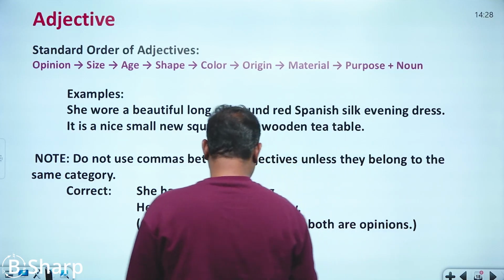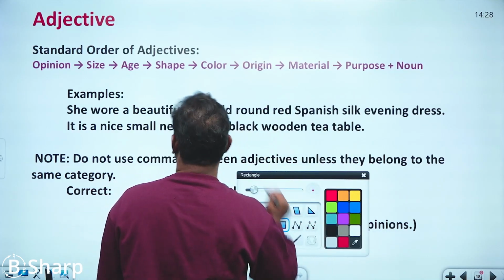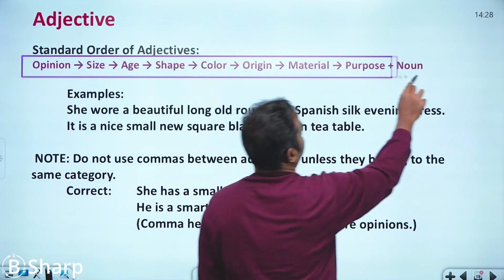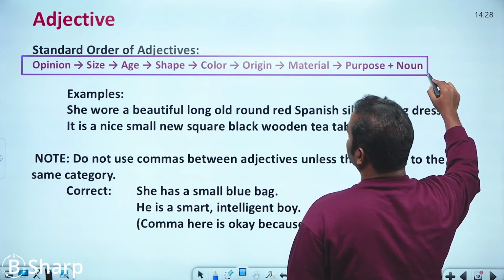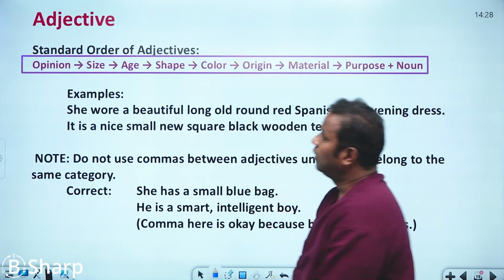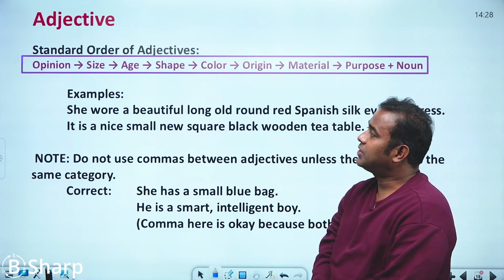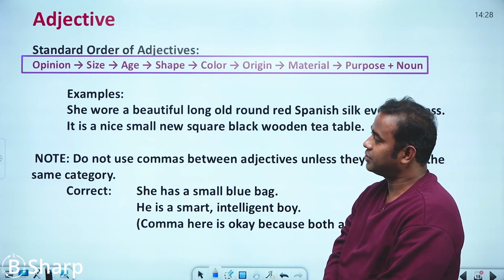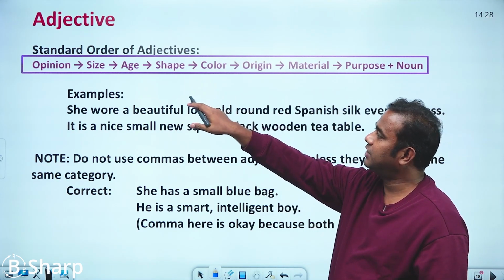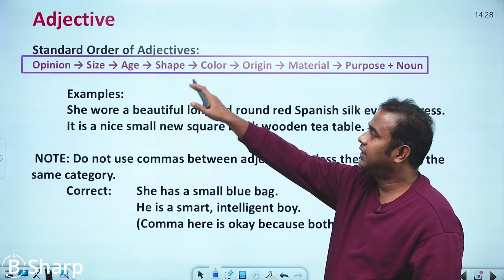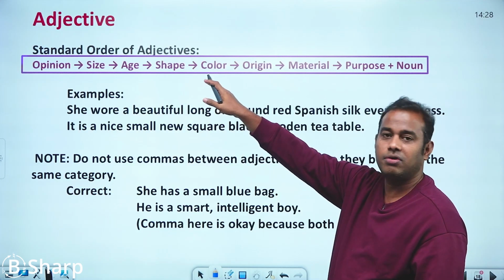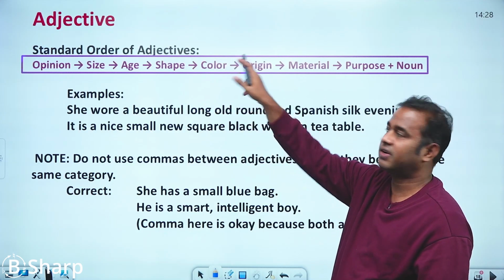Look here, the standard order of adjectives. Whenever you are describing a noun, you should express the opinion first, then the size, then the age, then the shape, and only then the color.